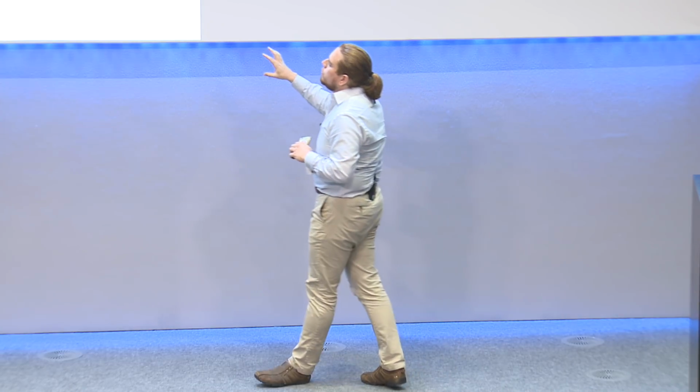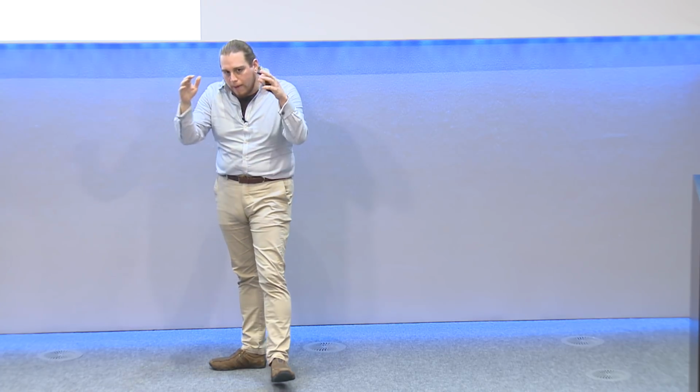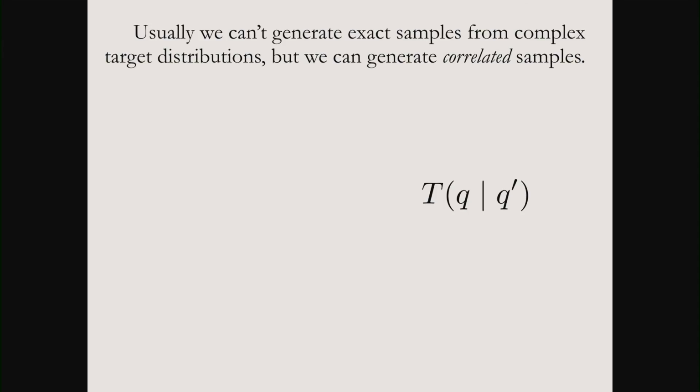And we're going to generate those with what's called a Markov transition. It's this operator T. And it tells me if I'm at a point q prime, what's the distribution of points that I can jump to? Right? If I sample from that distribution, it tells me where to jump. I do it again, and I just kind of start diffusing around space.